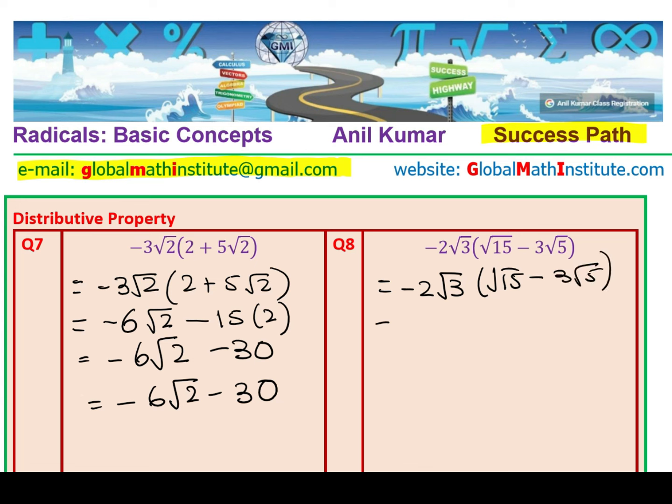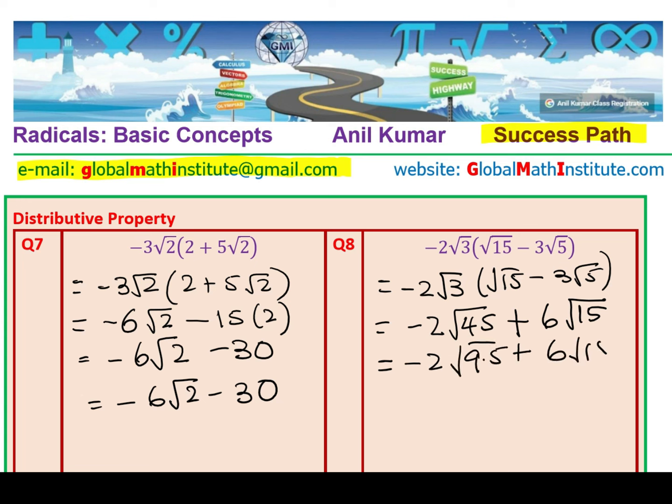Correct? You multiply 2 with 1, get minus 2, right? It's negative. And within square root, you get 45, 3 times 15. Minus and minus becomes positive, and so 3 times 2 is 6. And within radical, we get 15. So 45 can be written as 9 times 5, right? So it's minus 2 square root of 9 times 5 plus 6 times square root of 15.